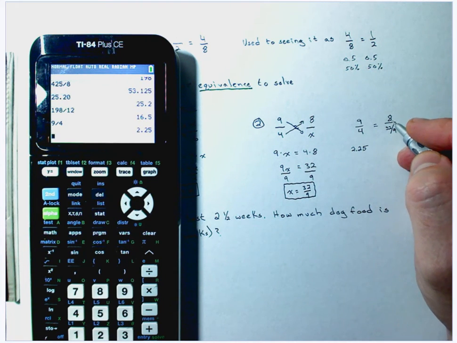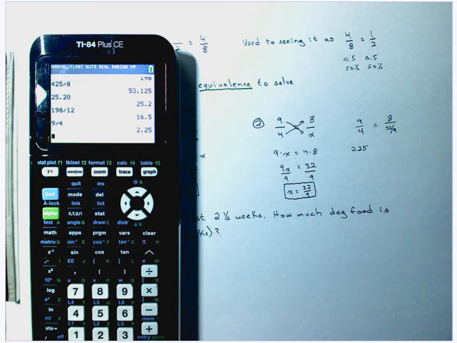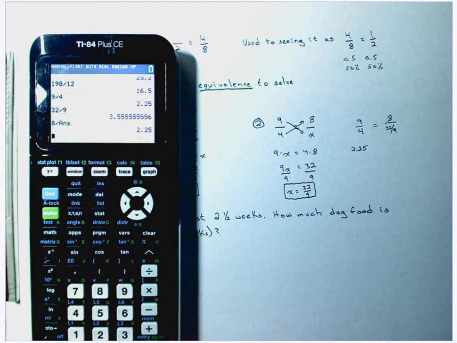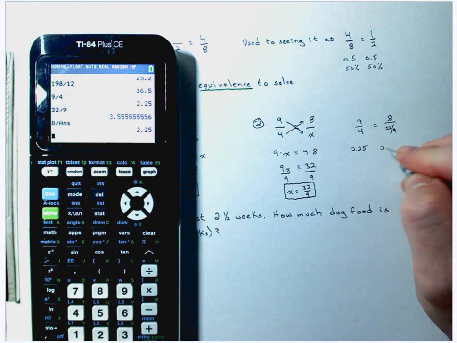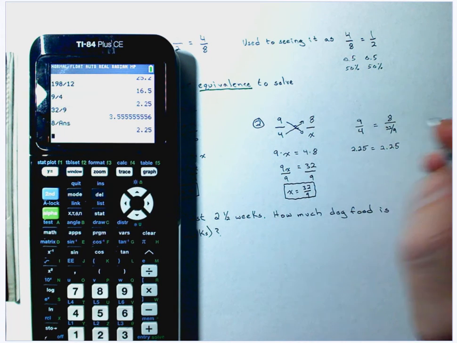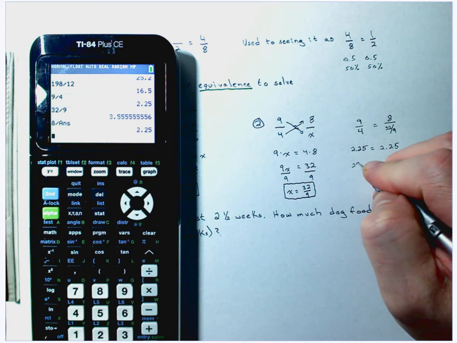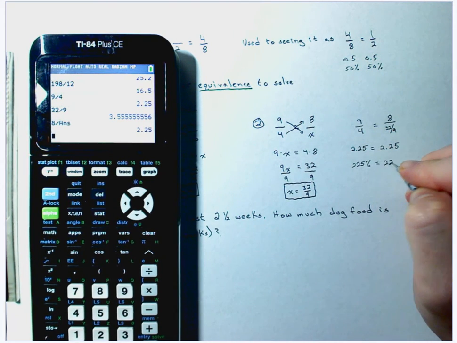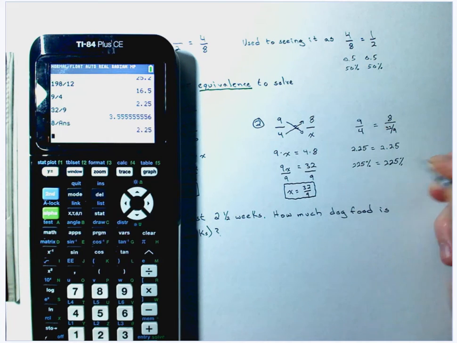And now for 8 divided by 32/9, I'm going to say 32 divided by 9, and then 8 divided by that answer, 2.25. Excellent.